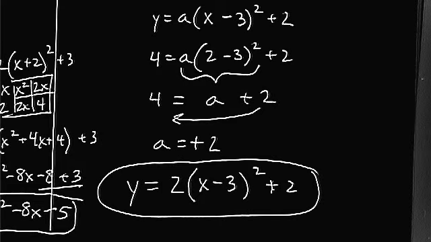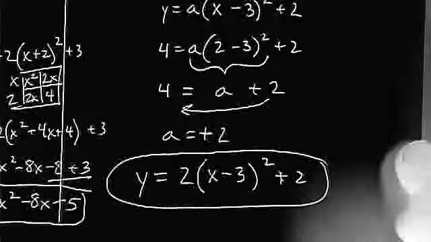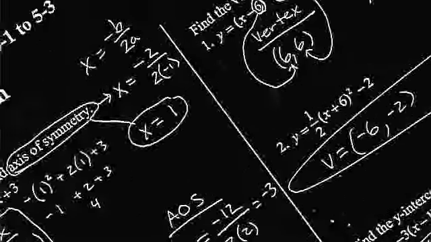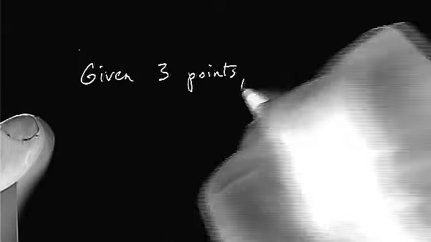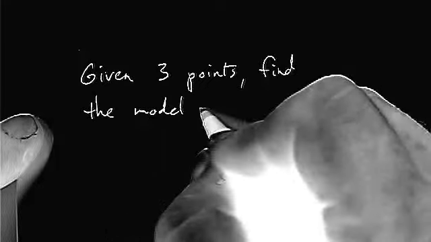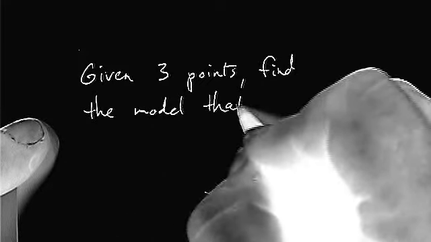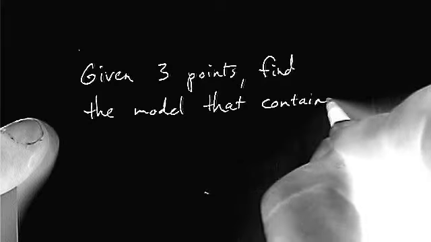One other type of question that will be on your quiz, given 3 points, can you find the model that goes between them? We did practice problems like that in class, so look back at your notes. But given 3 points, find the model that contains them. That kind of question will also be on there.